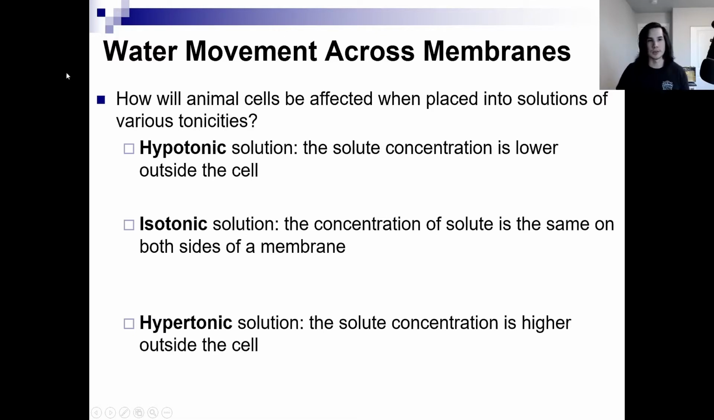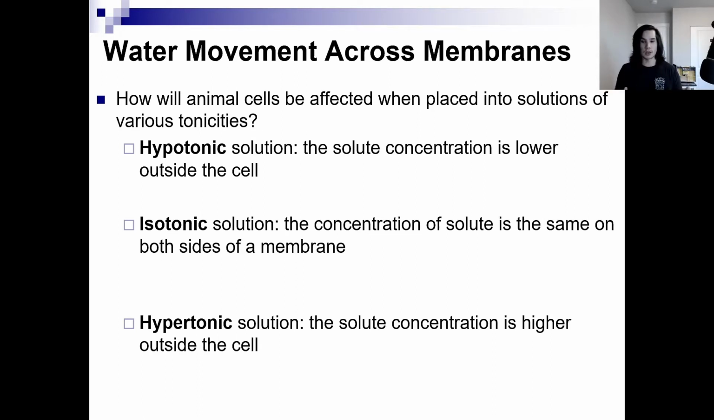All right, so we have a quick little quiz based off of what we know about how water moves in and out of cells, or how water moves through semipermeable membranes. We should be able to infer what happens if your cells are in these various types of solutions. So if you place a cell in a hypotonic solution, the solute concentration is lower outside of the cell. So what do you think is going to happen to the cell itself?